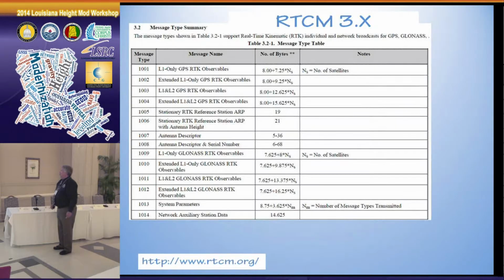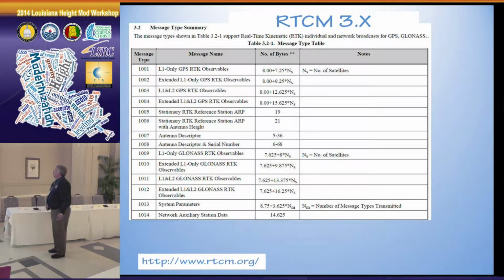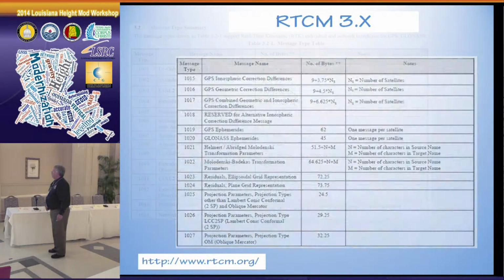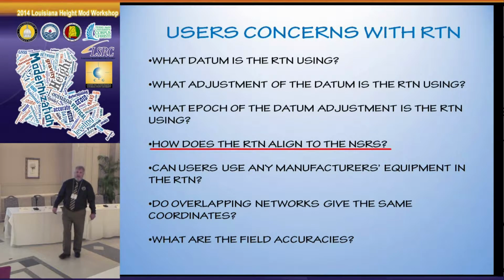So basically, the NGS just wants everybody to work within the network with whatever equipment they have using open generic formats like RTCM, which is what we hope as well. We'll skip the precisions of RTCM. The main thing is, how does the RTN align to what's truth, the National Spatial Reference System? So we have to know that because not all RTNs are created equally.